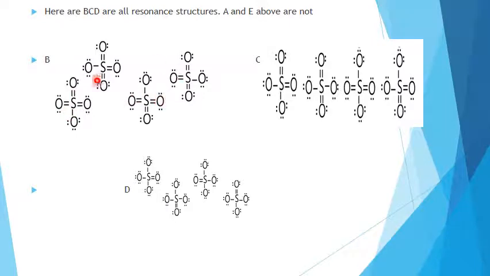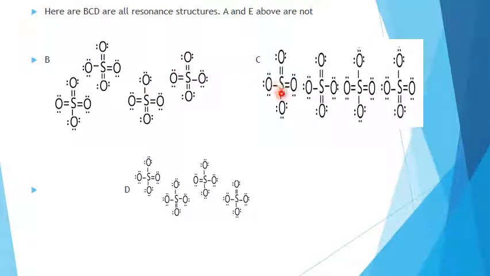So take a look at this. This structure B that we came up with, and you'll notice it has a single bond here. Now it's moved here. Now it's moved here, and now it's moved here. So this is basically one structure. It just resonates through. Structure B.